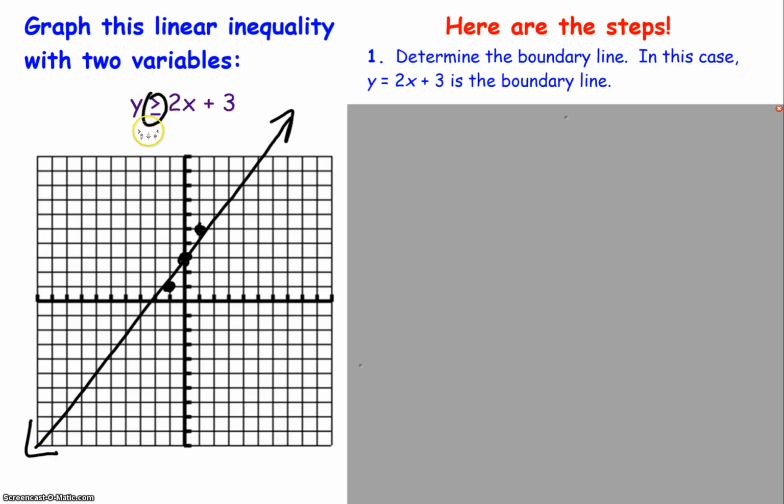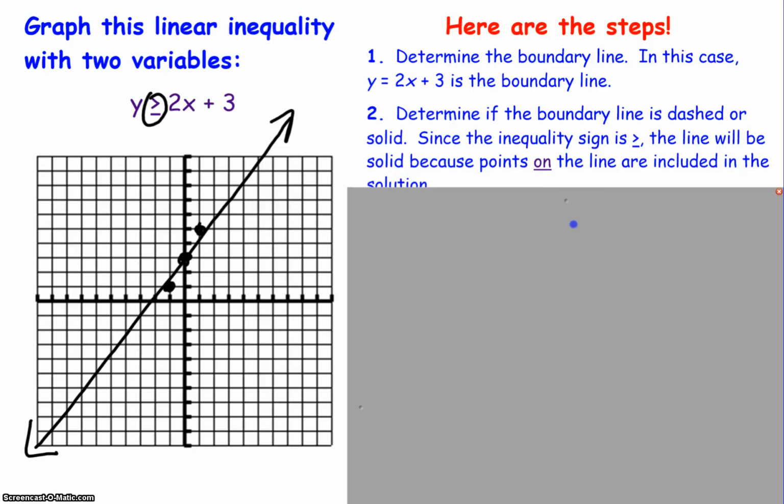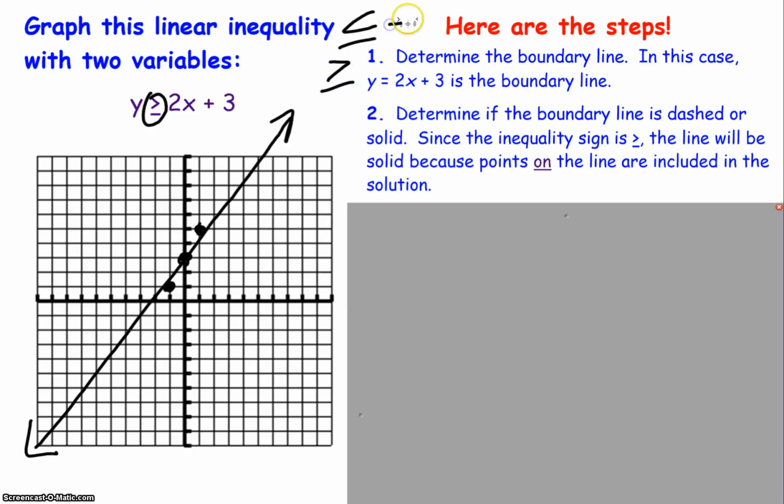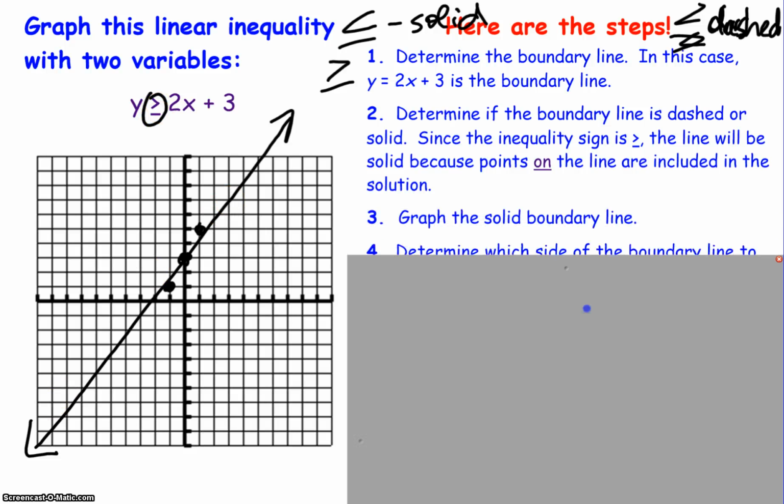Now, our y's need to be greater than this. So are we shading above the line or below? Oh, I forgot this step, guys. It says determine if the boundary line is dashed or solid. If it is less than or equal to or greater than or equal to, it is going to be solid, just like continuous and discrete, or open circle and closed circle. If it's just less than or greater than, it's going to be dashed. I can't really write, guys, so I'm sorry. So it has that equal sign, so it is a solid line.